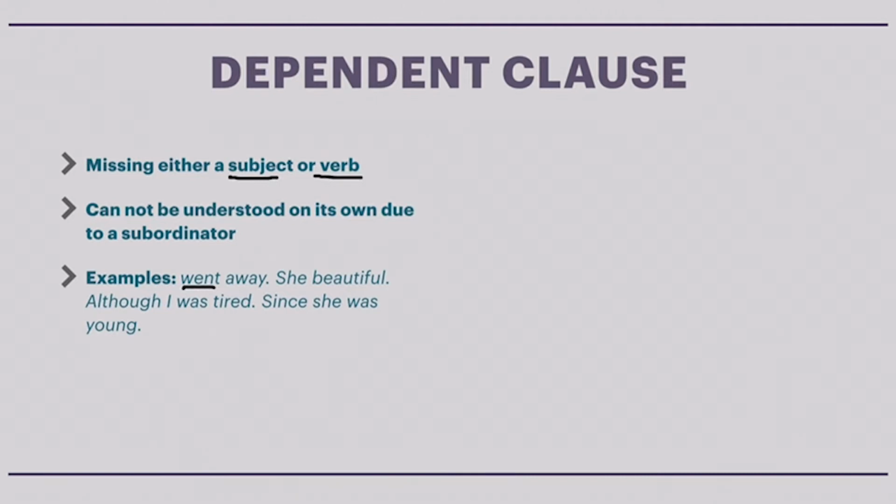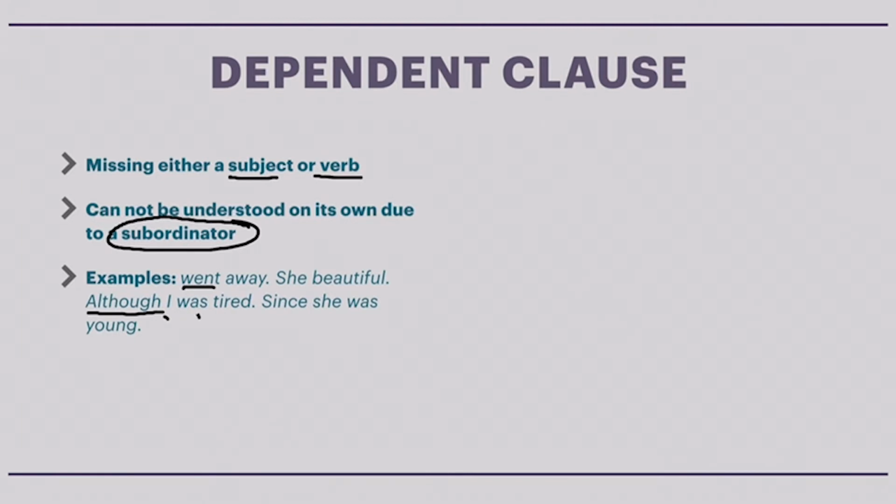The more complicated kind of dependent clause, though, is that it cannot be understood on its own due to a subordinator. Now, you may have studied subordinating conjunctions. A subordinator is just a simplified word for that. I put some examples here so you can understand more clearly. Although is the subordinating conjunction, I was tired. That tells us that there's some other information that we're missing, that the sentence is not complete. Even though there is a subject and there is a verb, it's a dependent clause.